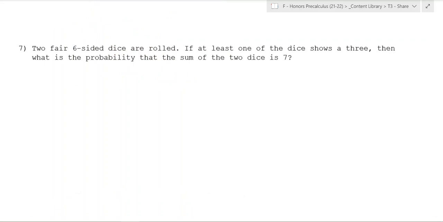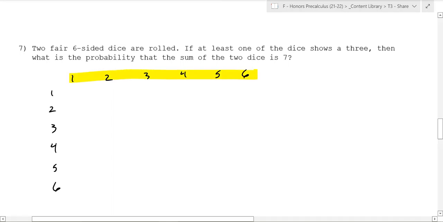So in this one, two fair 6-sided dice are rolled. If at least one of the dice shows a 3, then what is the probability that the sum of the 2 dice is 7? So the best way to do this is to count things up. So we're going to write out all the ways you could roll 2 dice. This top row is going to be what you rolled on the first dice, and this one right here is going to be what you rolled on the second dice.